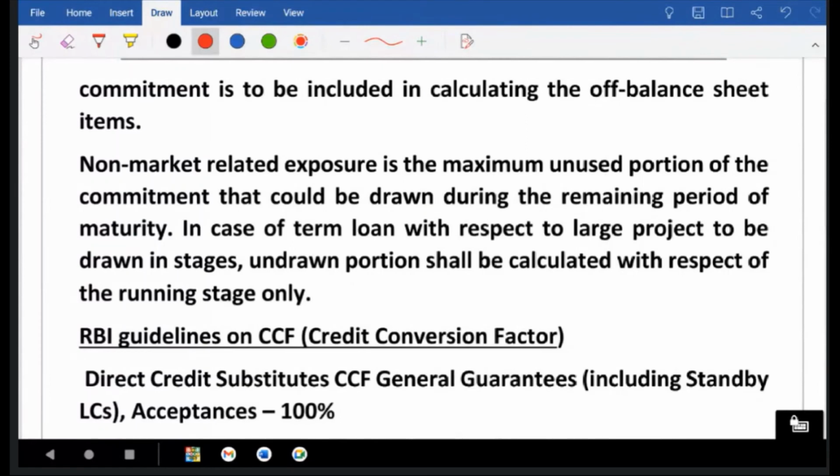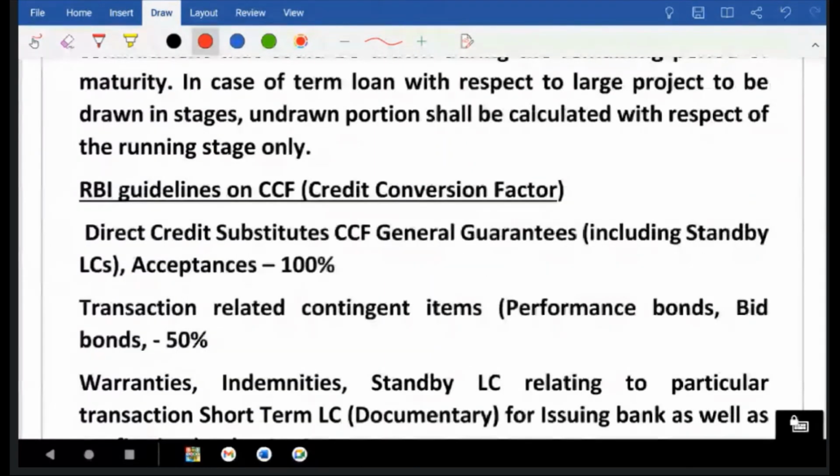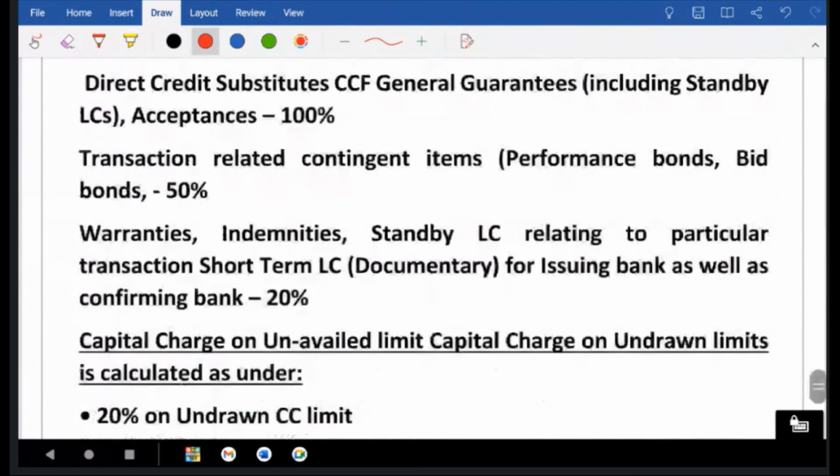Okay, RBI guidelines have given the CCF, they have given a list. Direct credit substitute: general guarantee including standby, acceptance, 100% CCF is there. Transaction related contingent items, performance: 50%. Warranty, indemnity, standby LC related to particular transactions, short term documentary LC: 20% for both.